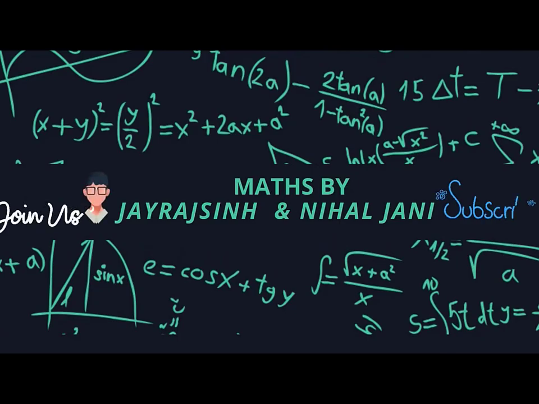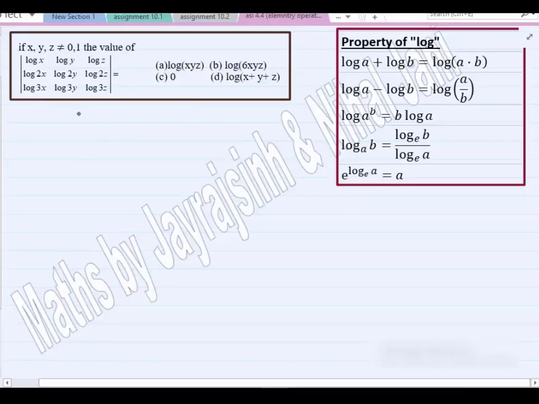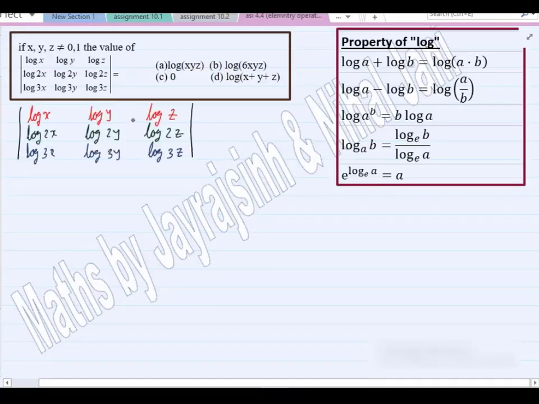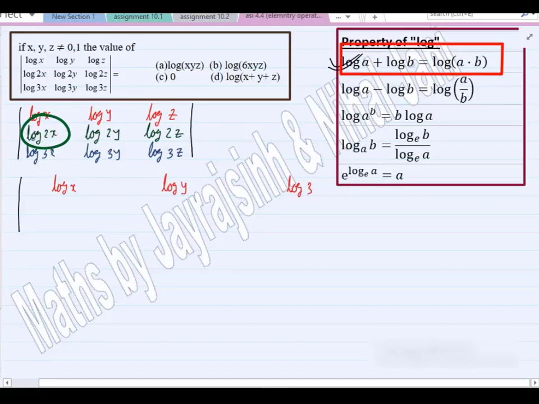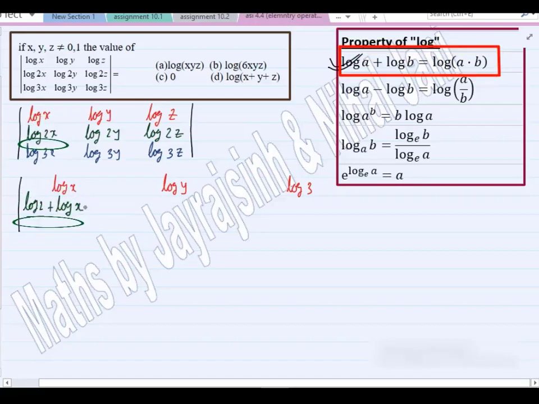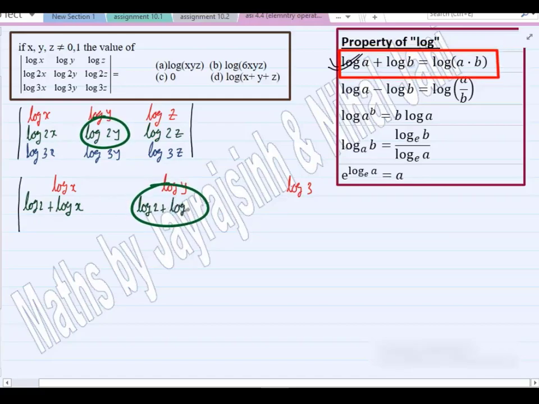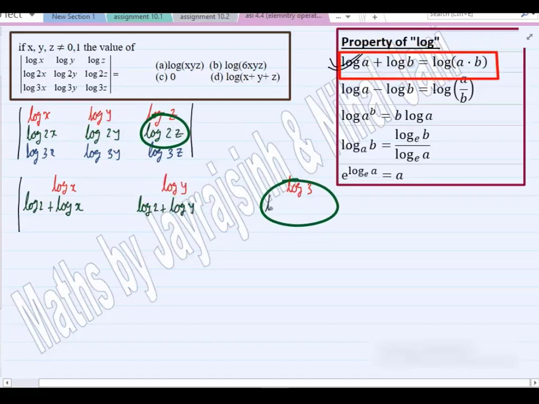In this question, you have to find the value of this determinant. Before we apply the properties of determinants, we have to simplify the second and third rows using the first property of log. Our first row will be as it is. Now the first term of the second row, which is log 2 into x, can be rewritten as log 2 plus log x. Similarly, the second element is log 2 plus log y. The third element we rewrite as log 2 plus log z.